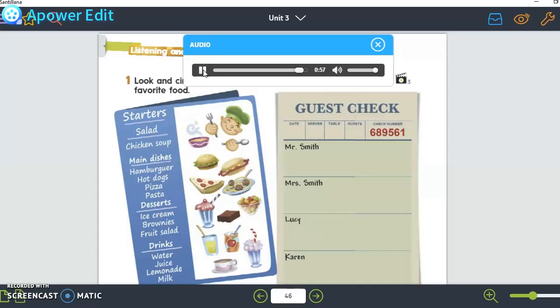Well, you already listened. We are gonna listen one more time because I need you to identify what they are gonna eat, what they want. Track 32. Listen and complete.